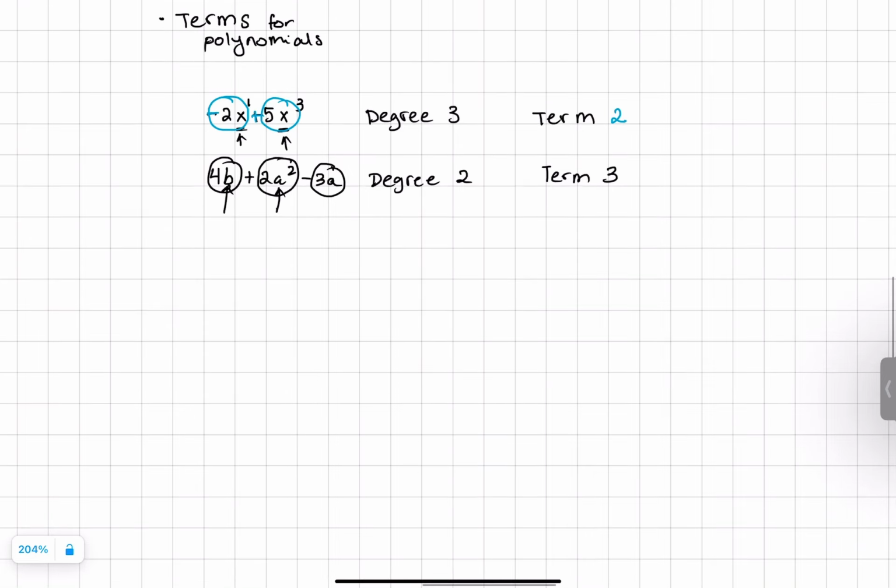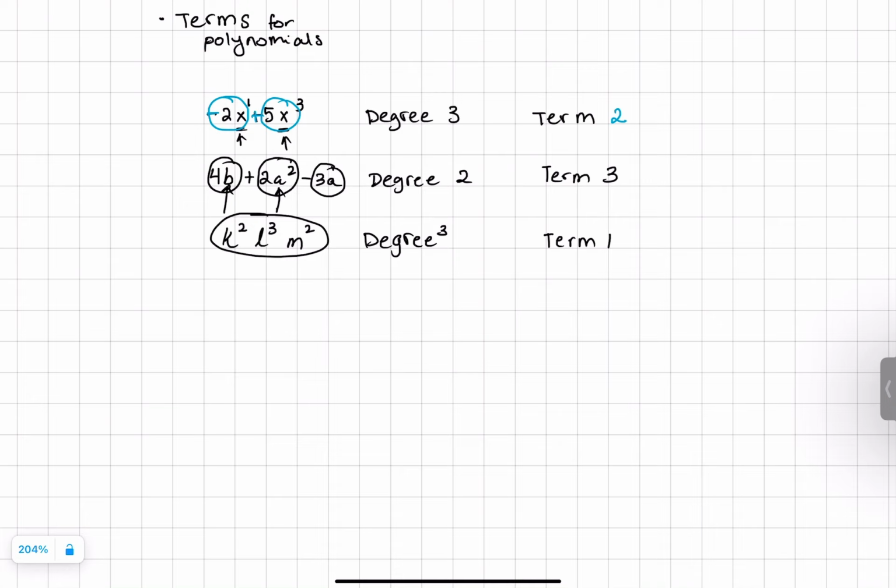So our third example, let's say it's k^2 l^3 m^2. So the degree in this is 3. The highest degree is 3. The highest exponent is 3. The term, well, we don't have any negative or subtraction or positive or addition signs, so we can group this as 1. So that is one term.